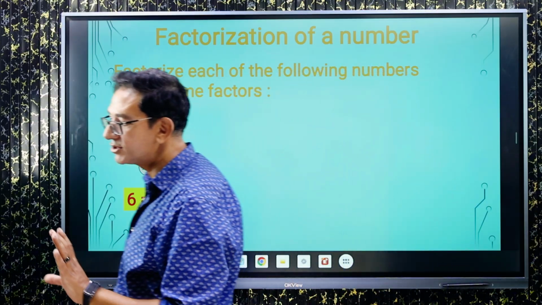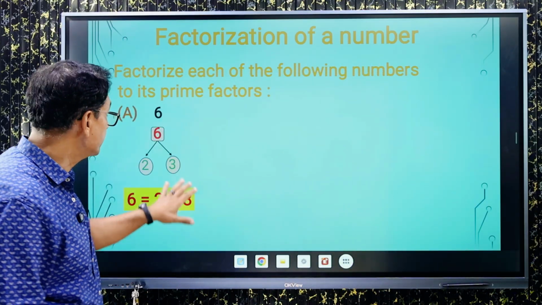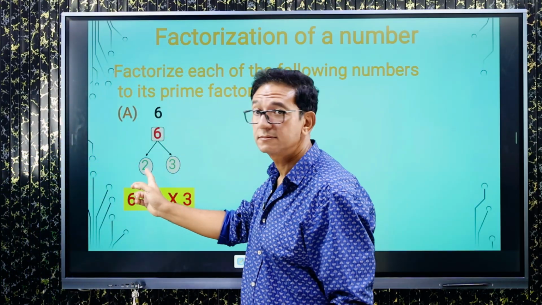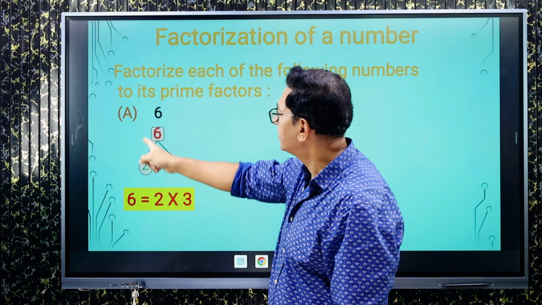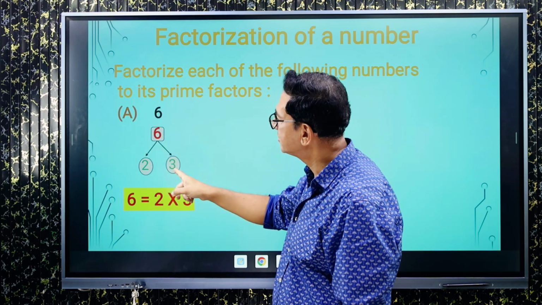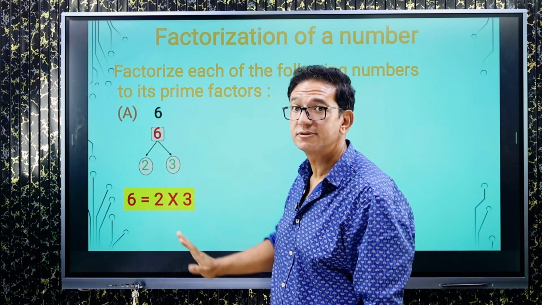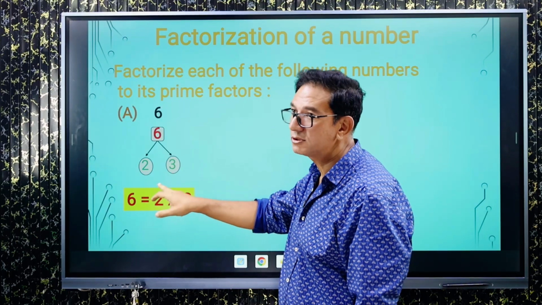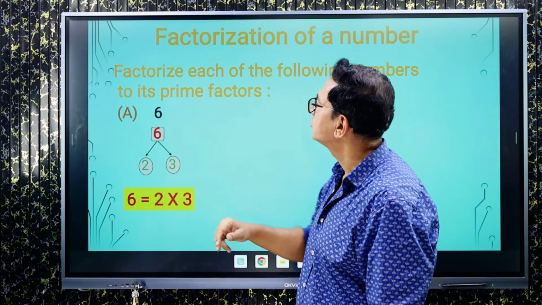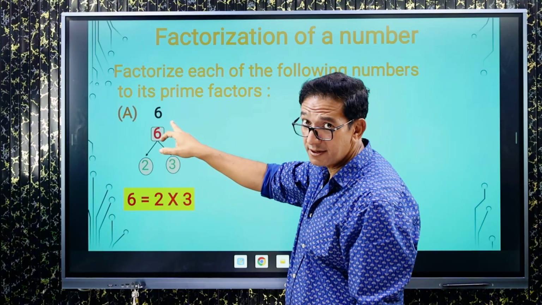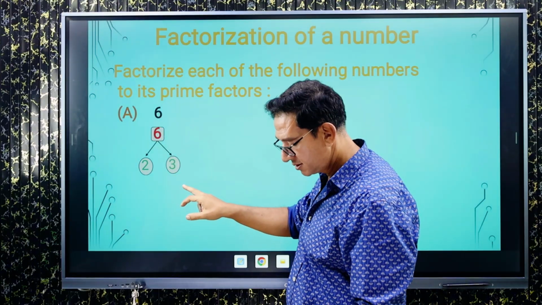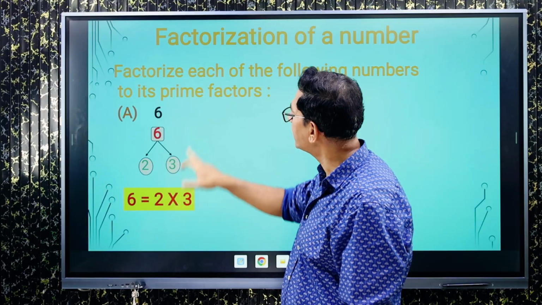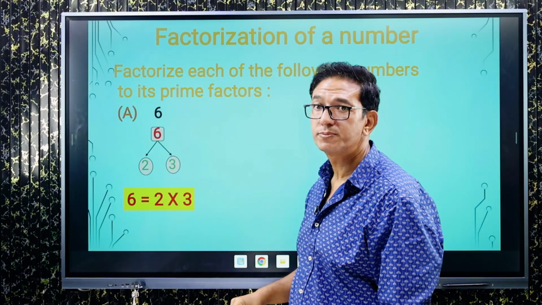This is the factorization. This diagram is not the answer. It just helps us to find the factorization. Okay? So this is the factorization, 2 times 3, to write the number as a product of 2 or more prime factors or prime numbers.